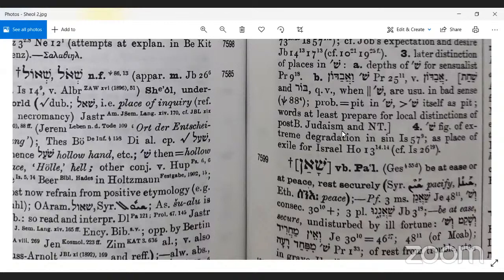it. Okay, and then 4, figuratively of extreme degradation and sin as a place of exile for Israel. Okay, so this is where it's coming from. Post-Babylonian Judaism and New Testament. That explains why they're using New Testament verses, right? Because that's where you find it.